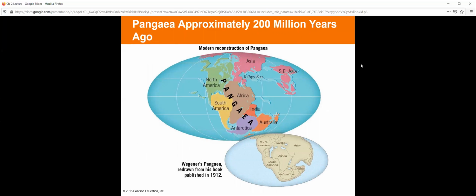In the image shown here, we can see the model reconstruction of Pangea at the top and Wegener's diagram of what he thought it looked like down below. Notice he wasn't exactly right, but still pretty close, right? North and South America, Africa, Antarctica, these are all more or less where he thought they would be. Cool.